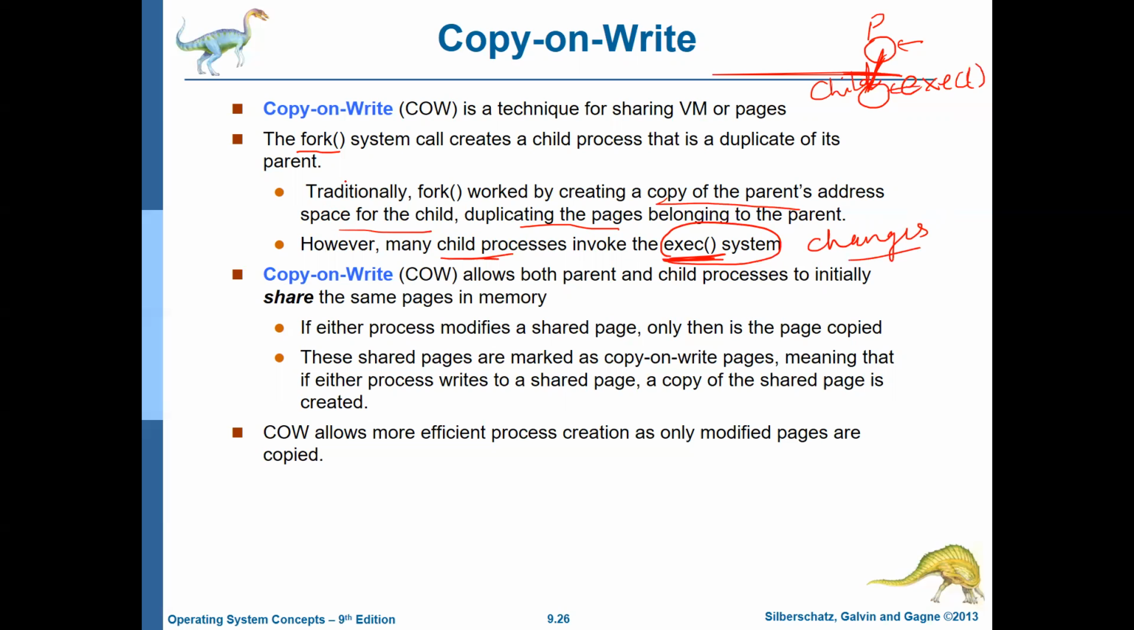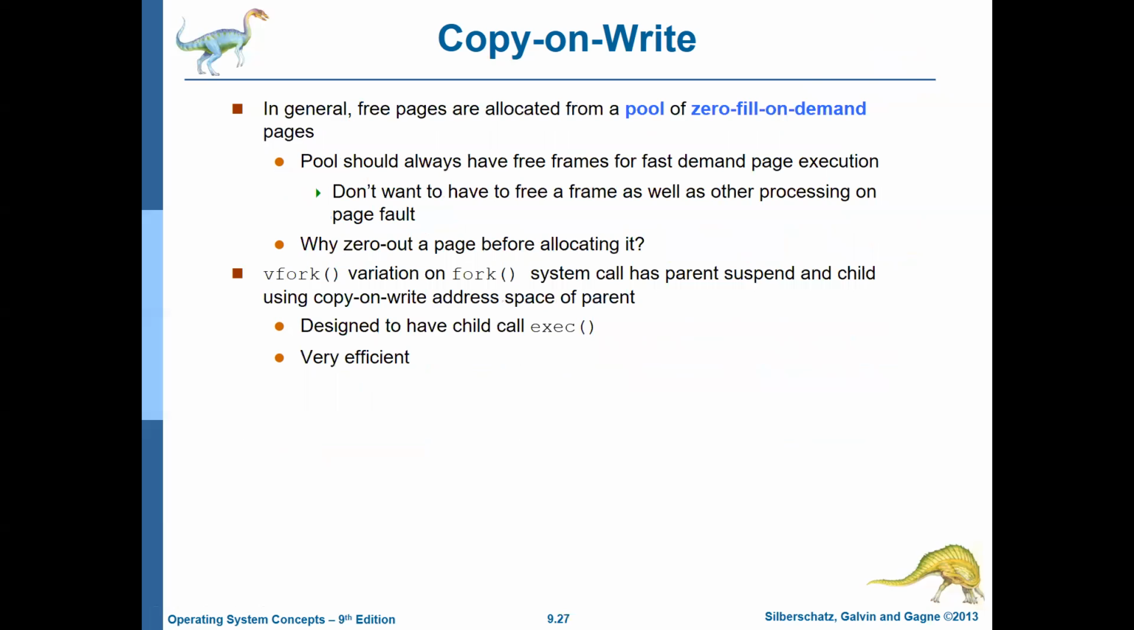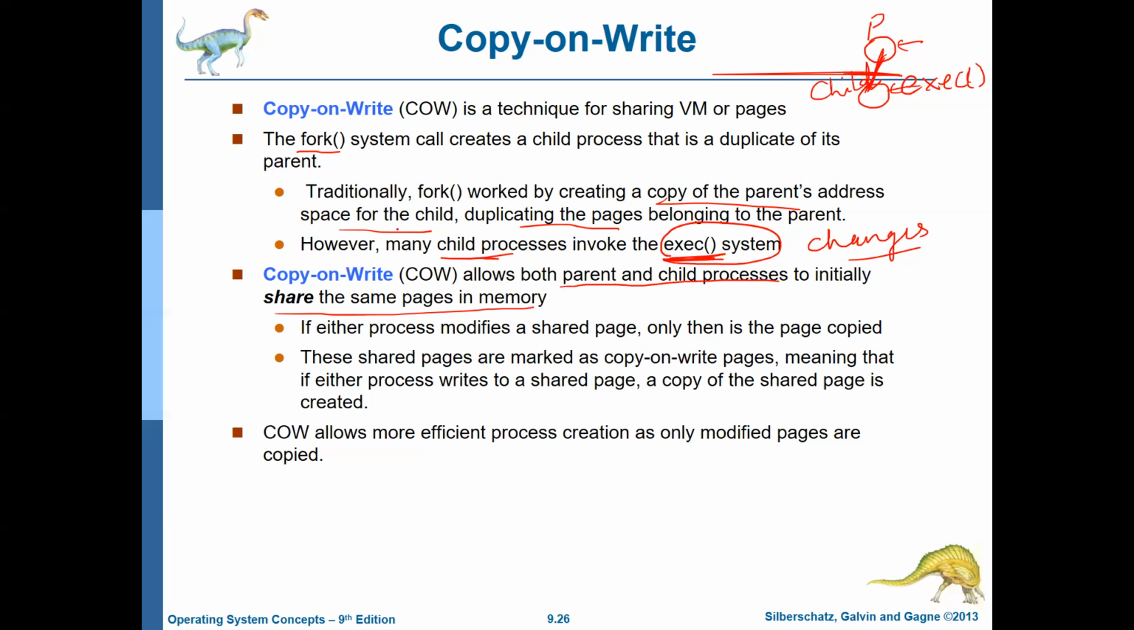So that is why we have copy on write. Copy on write allows both parent and child process to initially share the same pages in the memory. That is the figure that I've shown you here. Initially, both of them will be sharing the same pages in the memory. You can see A and B and C, as well as process 1 and 2, all three pages are shared. But later, at a point of time, when one of the processes, it need not be the child itself, even the parent can change its code.